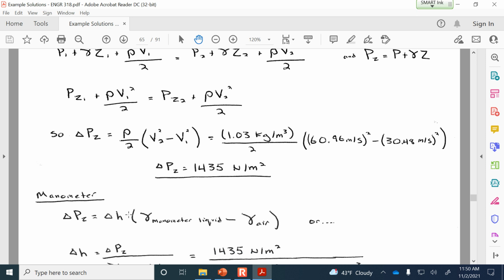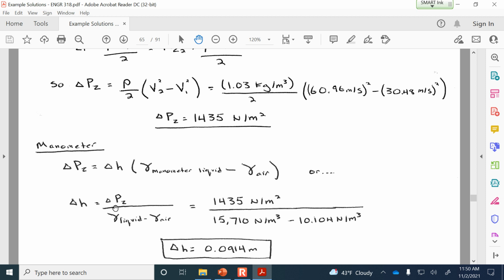Now, the manometer equation is that the change in piezometric pressure is delta H multiplied by the difference in manometer density and air density. So in this case, we are solving for delta H where everything else is known. And you can see that the delta H is going to be 0.0914 meters. So any questions about that example?